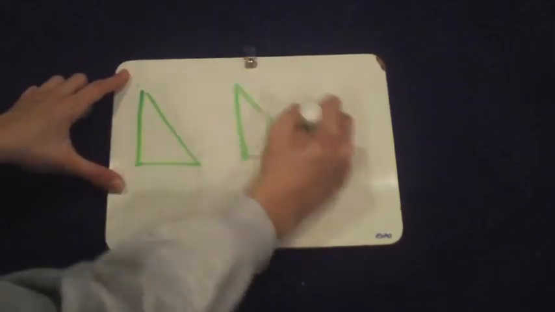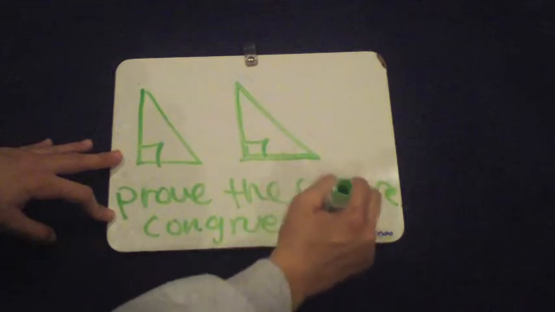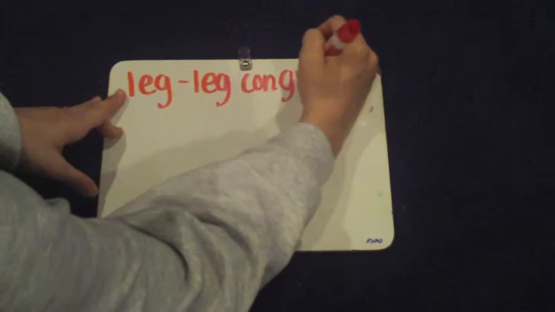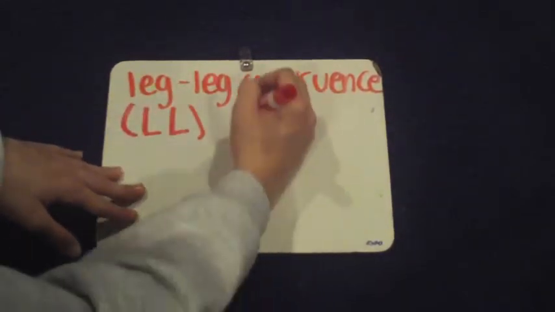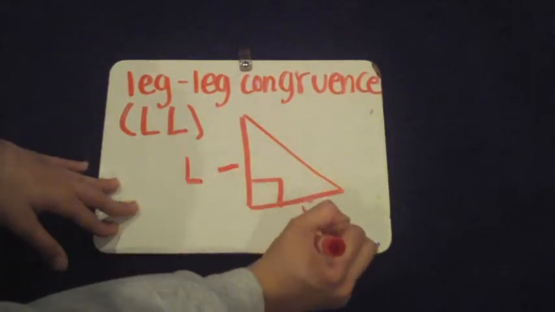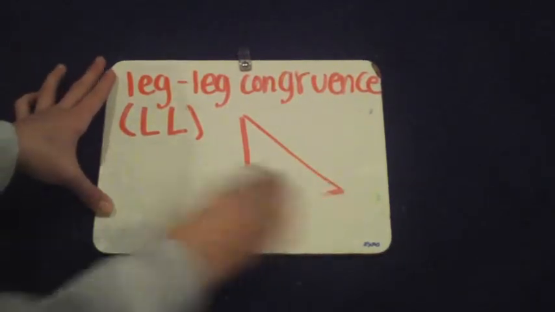Now you know what a right triangle is made up of, so how do you know if 2 right triangles are congruent? There are 4 postulates on how to prove that 2 right triangles are congruent. The first way is leg-leg congruence, LL. If both legs of both the triangles are congruent with each other, then both of the right triangles are congruent.